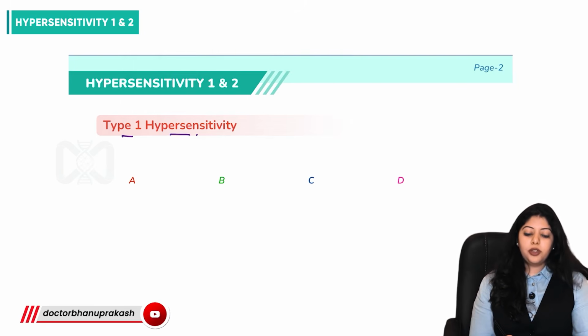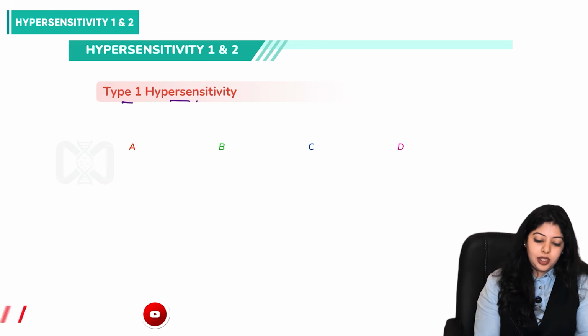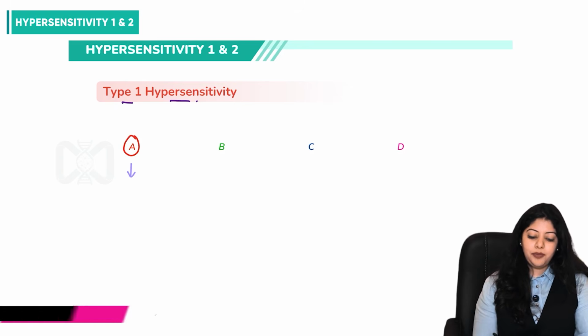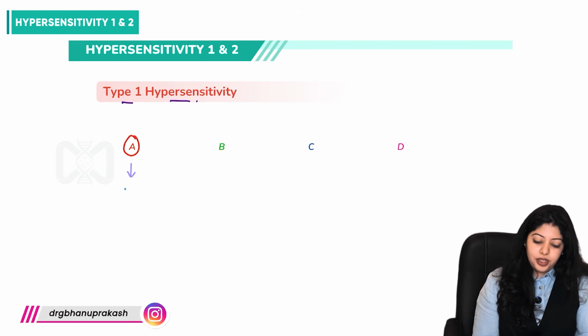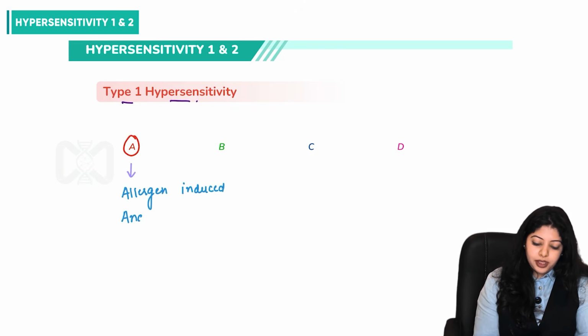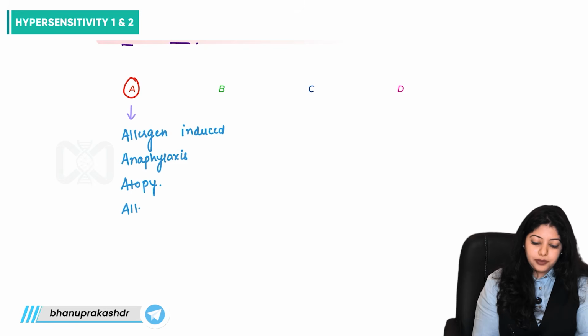Whenever we are talking about type 1 hypersensitivity, remember the letter A. With A, we have multiple things to learn. Firstly, it is allergen induced. Then we must know that it involves anaphylaxis, it involves atopy, and any form of allergic reactions.